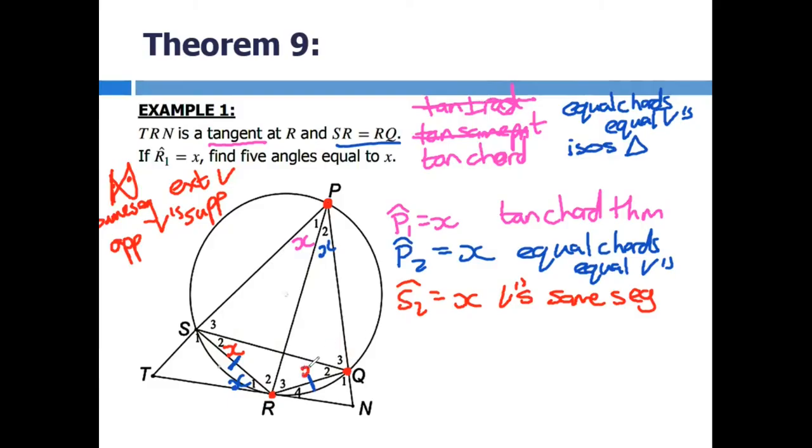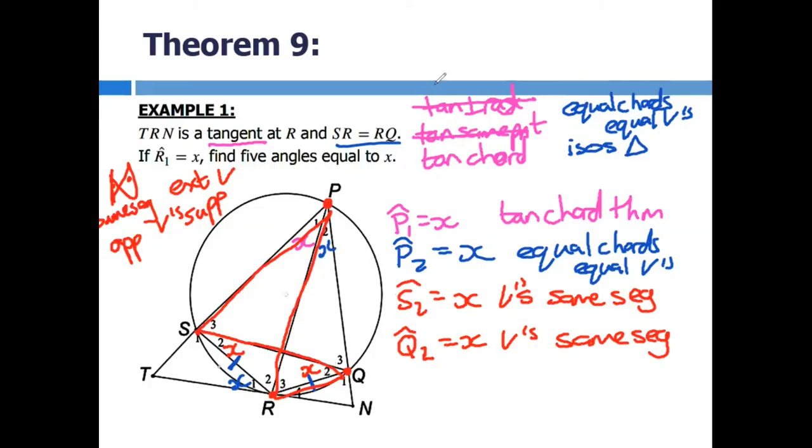So we're going to call this guy x here, and we're going to say that Q2 is equal to x, angles in the same segment. Okay, and that's just so everybody can see, that is using this bow tie over here. Okay, that's how we got that x over there.